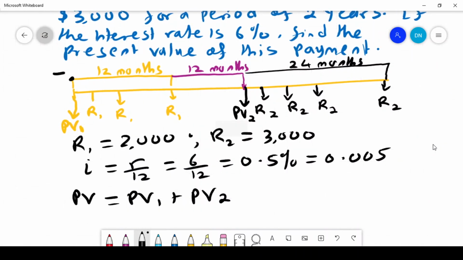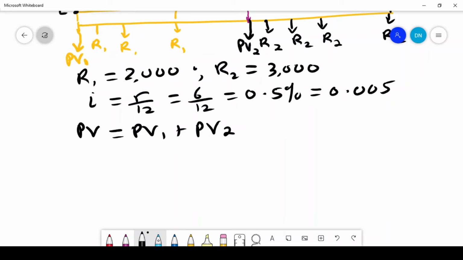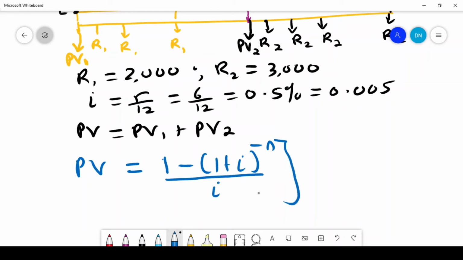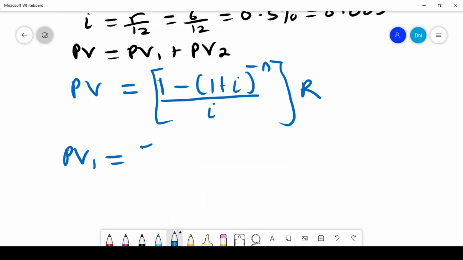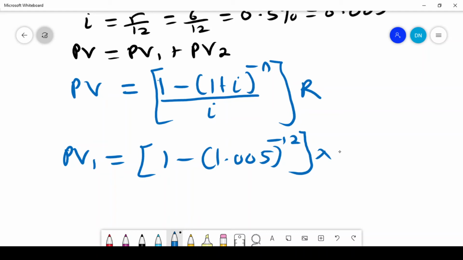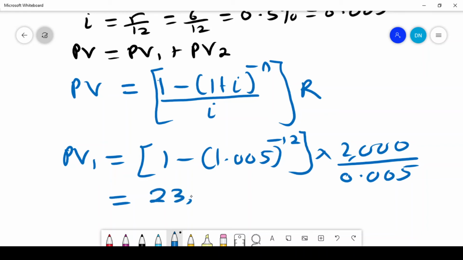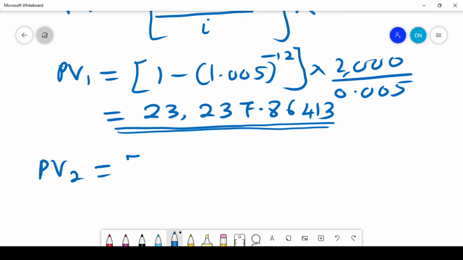And so that's something we want to keep in mind: at present value, when payment is made at the end of the month, the present value is given by 1 minus 1 plus I raised to power minus n, over I, times R. It will be 1 minus 1.005 raised to power minus 12, and then times 2000 divided by 0.005. And if you do the computation there, it will give us 23,237.86413.